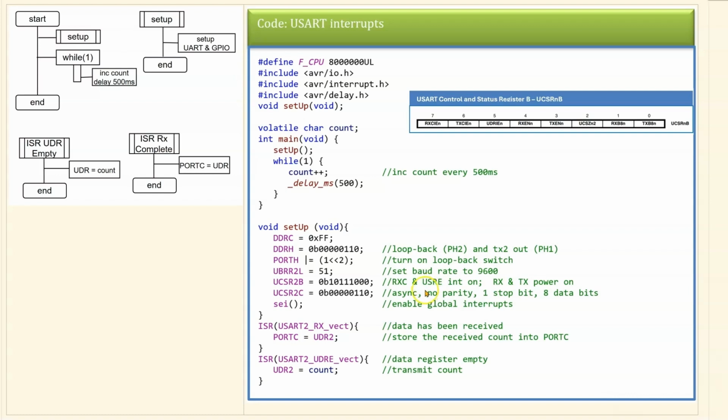The main thing we're looking at is that we are enabling the receive complete interrupt and the data register interrupt, shown here. So those are the two bits I'm interested in, and we are enabling global interrupts. So whenever we get new data received into the UART, we load that into port C, and whenever the transmit buffer is empty, then we load count into the data register, which will send the data out.